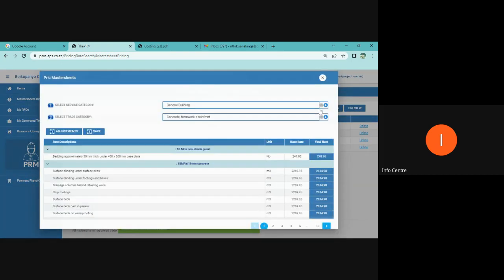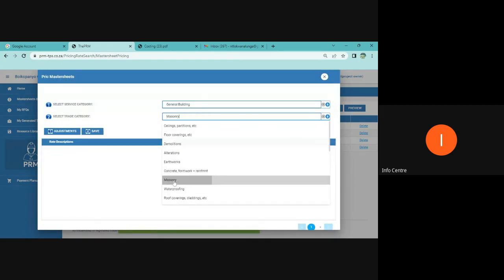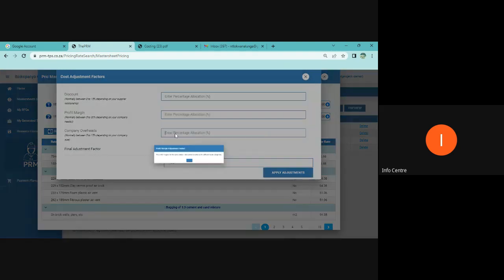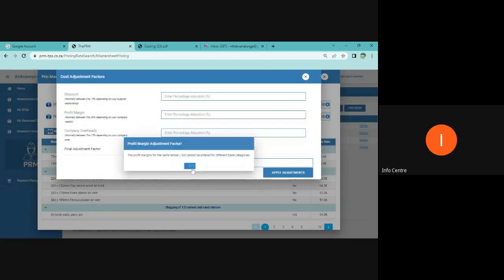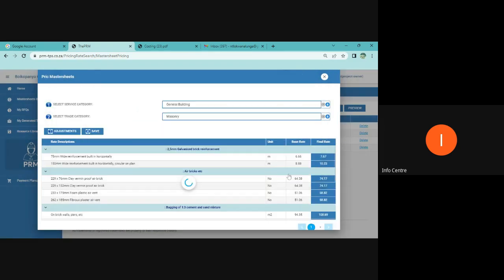Then I'll add more. Maybe let's go to masonry now. So as you can see, what the system ensures is that all your trades, you see, again, I wanted to cheat by putting 10%. It says, no, you can't do that. Let's try something else. Let's say 6, it works. 10, it's fine. Then I apply my adjusted and I save. So as you can see, it's adding up.